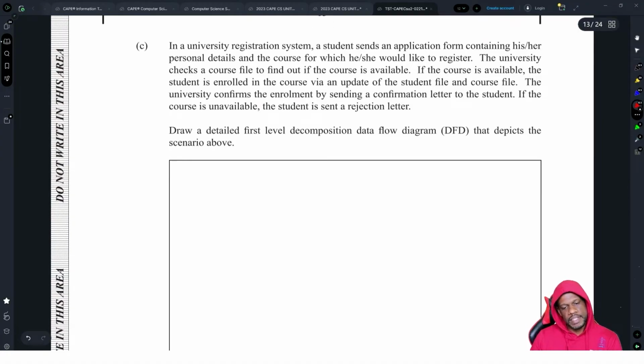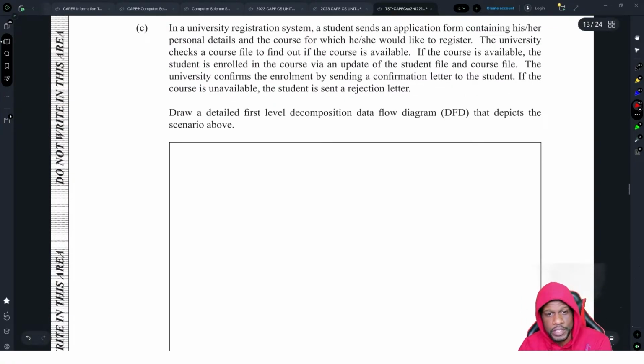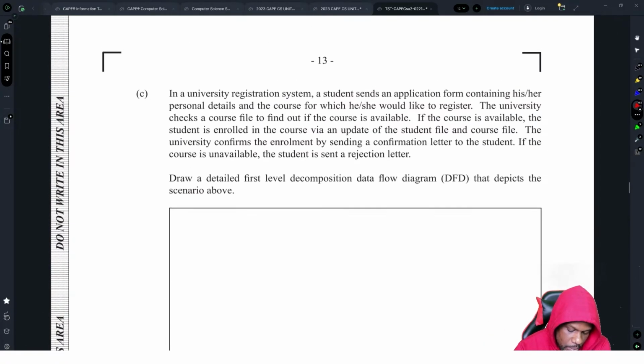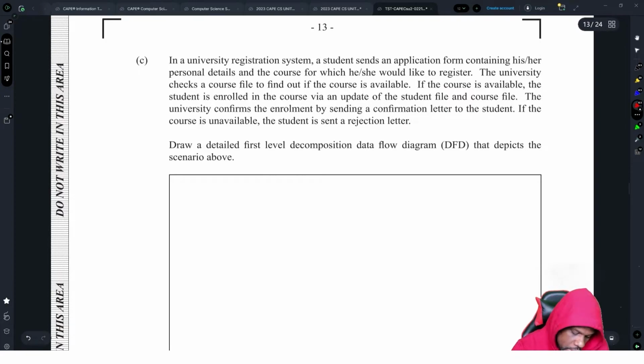Let's get DFDing. This is usually the hardest question on the paper in my years of teaching. However, it's gotten a lot easier. Back in the day, you used to get a 14-mark data flow diagram question, 16 marks for a data flow diagram question, but now this one is 8. Not bad at all. Alright, so university registration system. Let's start off with getting our external entities. Student is definitely an external entity.